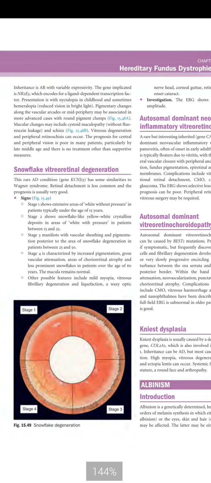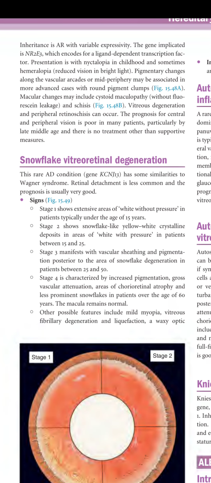Next is snowflake vitreoretinal degeneration. This rare autosomal dominant condition, gene KCNJ13, has some similarities to Wagner syndrome. Retinal detachment is less common and the prognosis is usually good. So snowflake vitreoretinal degeneration is autosomal dominant, and the gene associated is KCNJ13, which has a similar association to Wagner syndrome. Retinal detachment is less common and the prognosis is good.